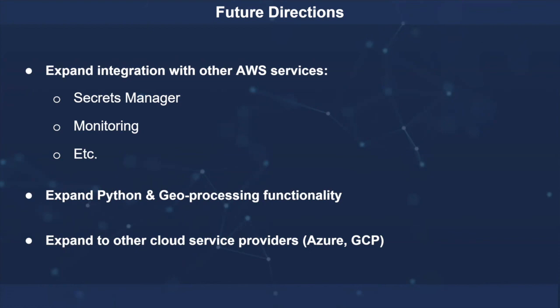So speaking of going forward, looking at future directions for this particular workflow, I'd like to expand integration with other AWS services. Some of you who are closely paying attention might have seen me using Secrets Manager to handle my credentials. I'd like to use more of AWS's monitoring and notification tools, so SQS, SNS, to say, all right, this workflow has failed 3 times in a row. Let's fire off a text message or an email to people that might be concerned about that.